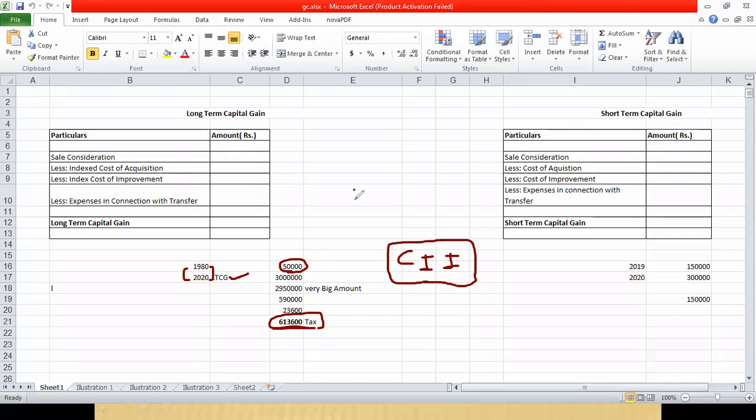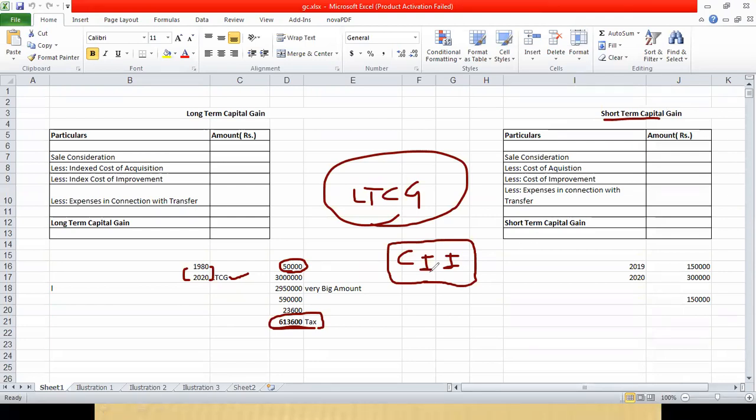This benefit will be available only in case of long-term capital gain. For short-term capital gain, the indexation benefit is not available. Note, everybody, the indexation benefit is available only for long-term capital gain, and it is not applicable for short-term capital gains.